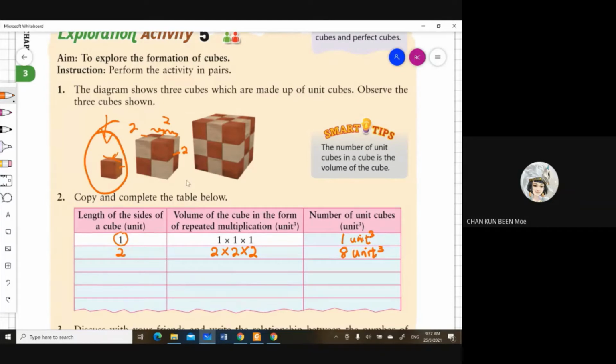Okay, and then for 3 here, 3 unit times 3 unit with a height of 3 unit. So it is 3 times 3 times 3, which is 9. 9 times 3 is 27 unit cube.